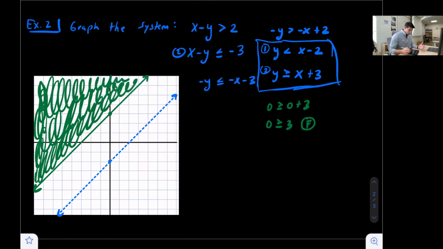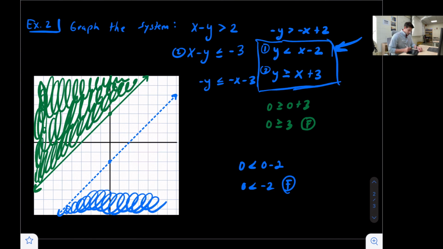All right, now let's do the first inequality. We'll do it in blue. So we're working with that first inequality right there. Let's use the test point 0, 0 again. So we're going to say 0 is less than 0 minus 2. So 0 is less than negative 2. And once again, that is false, right? So we're not going to shade in there because that's where the test point is. We are going to shade this region on the other side.